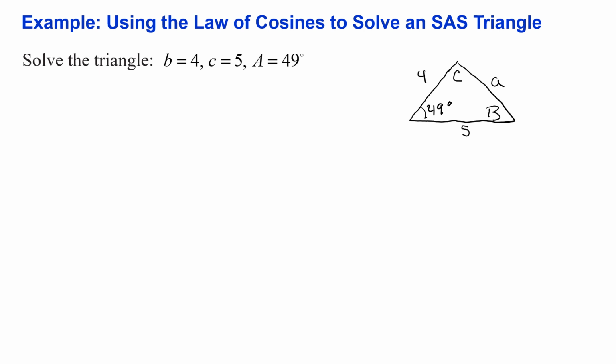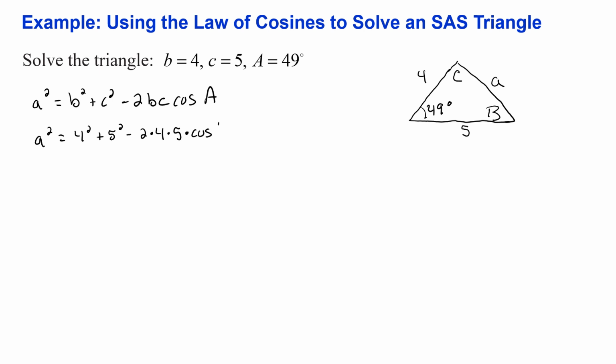Using the law of cosines, we have side A squared equals side B squared plus side C squared minus 2 times side B times side C times cosine of angle A. Plugging in the given information, we have side A squared equals 4 squared plus 5 squared minus 2 times 4 times 5 times cosine of 49 degrees. Therefore, side A equals the square root of the quantity 41 minus 40 times cosine of 49 degrees, and this is approximately 3.84 for the length of side A.